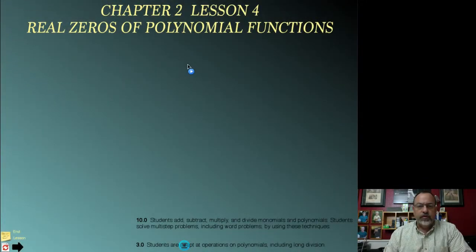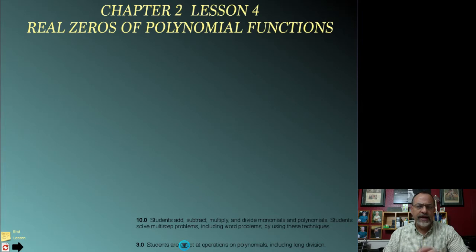Chapter 2, Lesson 4 of Pre-Calculus, we're going to look at the real zeros of these polynomial functions. In the last lesson, we looked at the end behavior by looking at the leading term, and then we also looked at the zeros and whether the graph crossed or touched at those zeros and what the shape was at those zeros. Now, in all of those polynomials that we looked at in the last lesson, those polynomials were already in factored form.